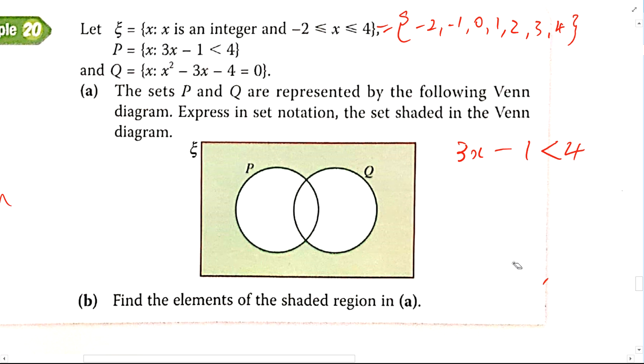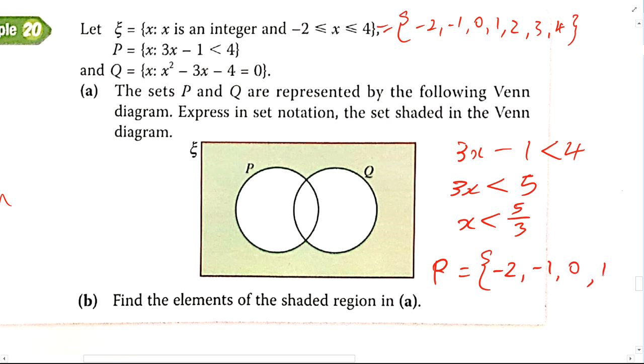So back to part B of the question. I want to solve the inequality. So 3x is less than 5. X is less than 5 over 3. So the elements for P: we've got 1. Can I have 2? Oh no, I start from negative 2. Okay, negative 2, negative 1, 0, and 1. And I stop over here because 2 is greater than 5 over 3 already. Okay, so these are my elements inside P.